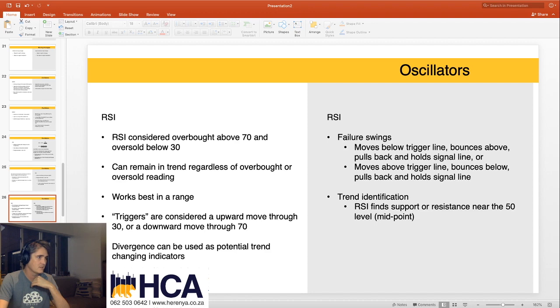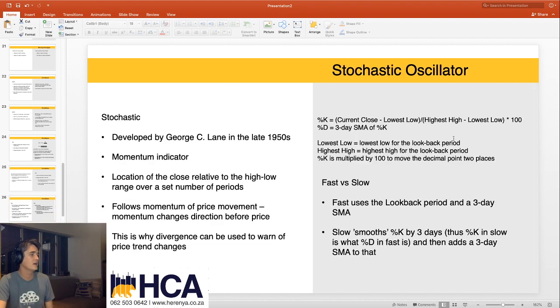Just hang on a second, something is wrong here. Moving on then to the next oscillator, which is the stochastic oscillator. All right, I just want to check if the stream is up. It seems to be. Yes.